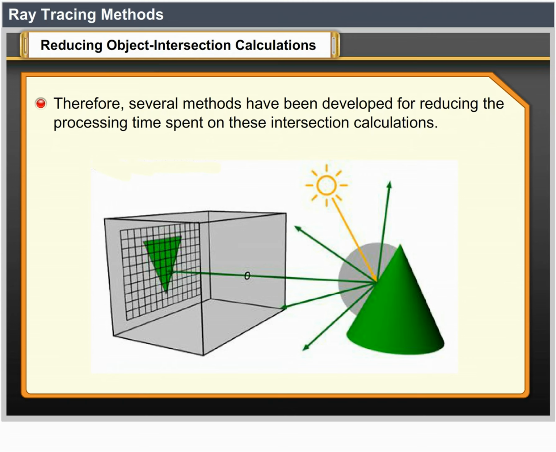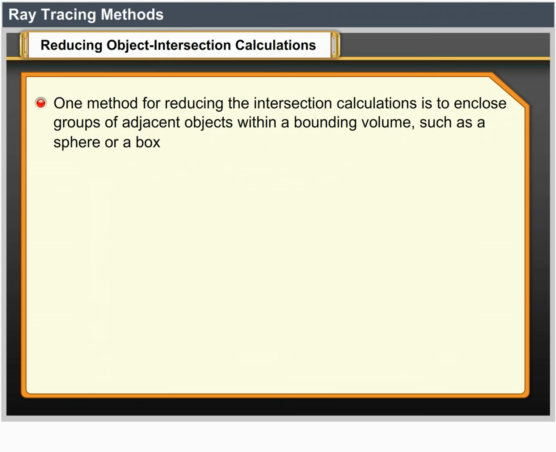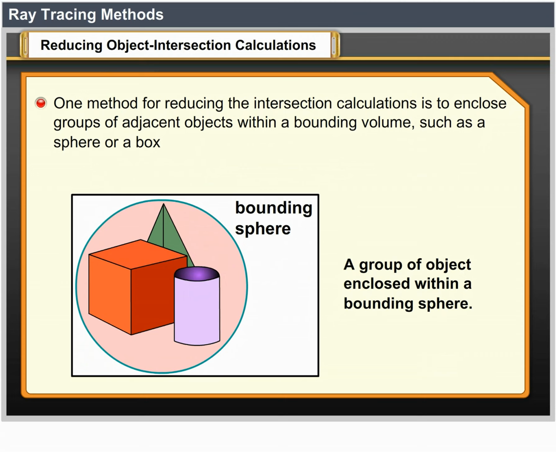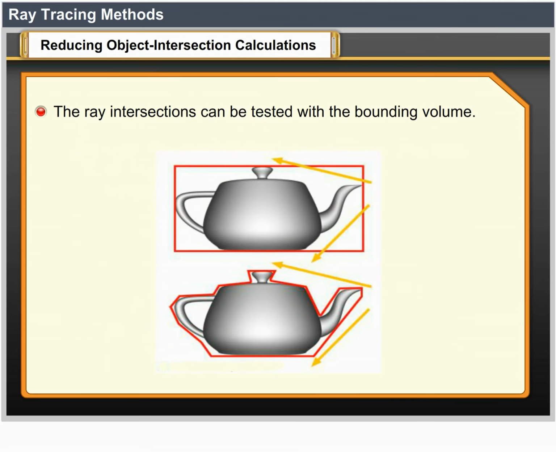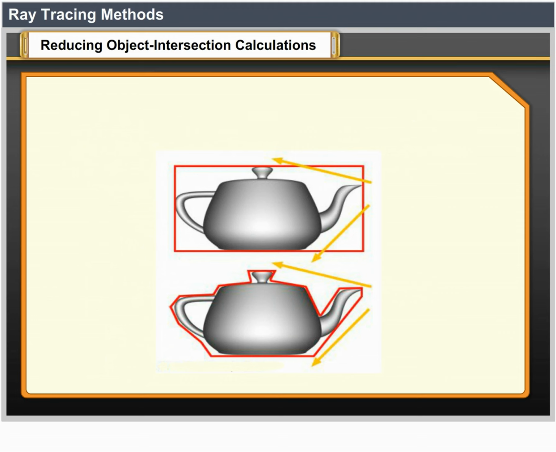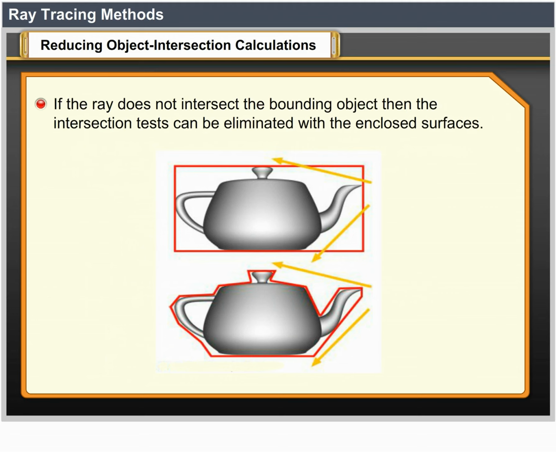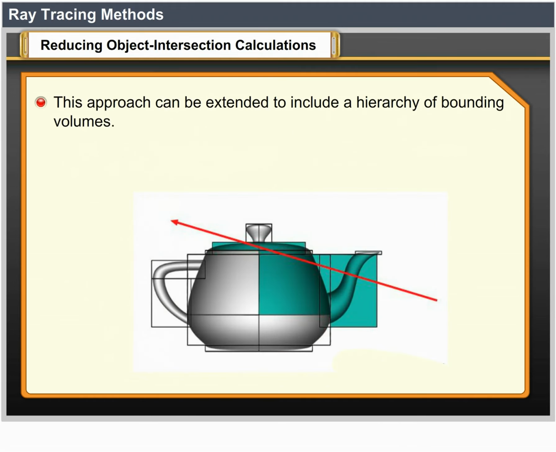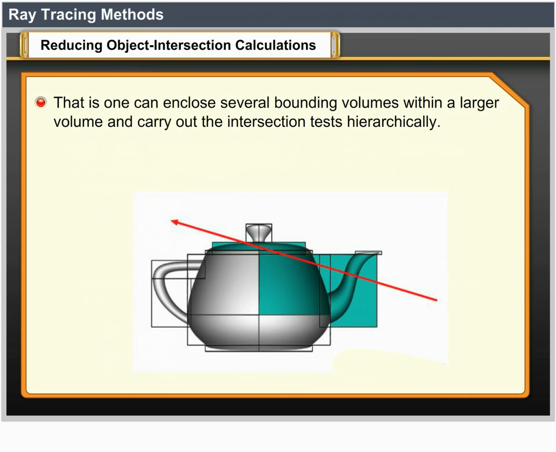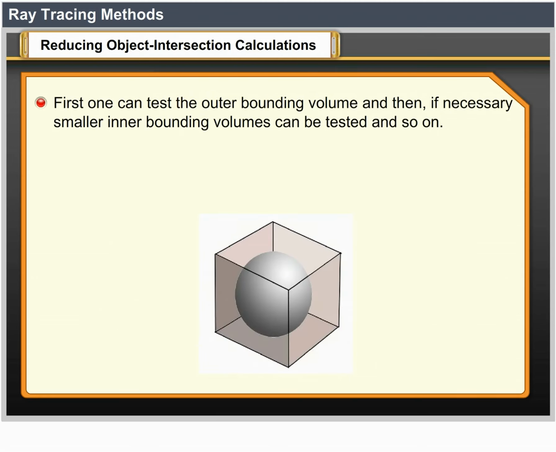One method for reducing the intersection calculations is to enclose groups of adjacent objects within a bounding volume, such as a sphere or a box. See this figure. We can then test for ray intersections with the bounding volume. If the ray does not intersect the bounding object, we can eliminate the intersection tests with the enclosed surfaces. This approach can be extended to include a hierarchy of bounding volumes. That is, we enclose several bounding volumes within a larger volume and carry out the intersection tests hierarchically. First, we test the outer bounding volume, then if necessary, we test the smaller inner bounding volumes, and so on.